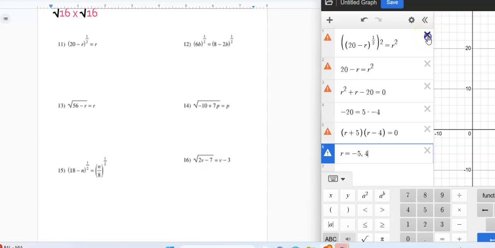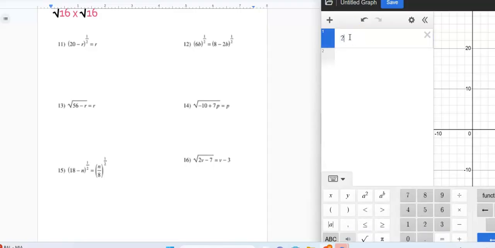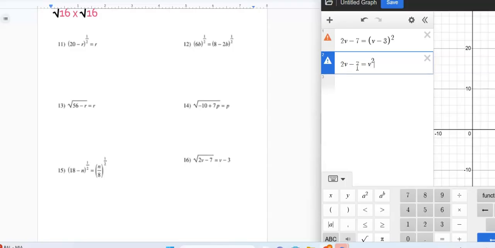Actually, let me show you 16. 16 is kind of different too. All right, so for 16, you would square both sides, and by squaring both sides, you'd have 2v minus 7. The square root symbol disappears. But what happens over here? I got v minus 3 to the power of 2. Okay, so that means 2v minus 7 equals v to the power of 2 minus, for the sake of time, 6v plus 9. If you actually do v minus 3 times v minus 3, you get this.